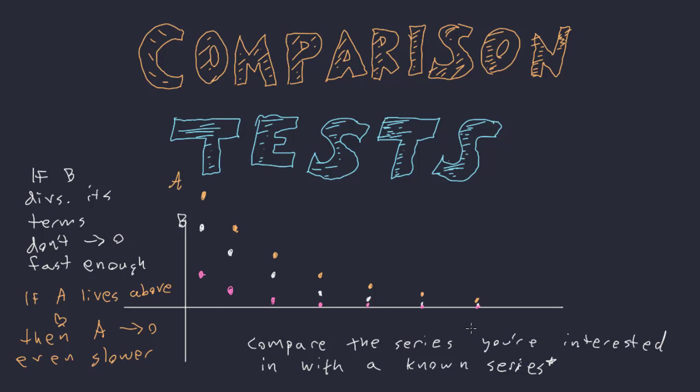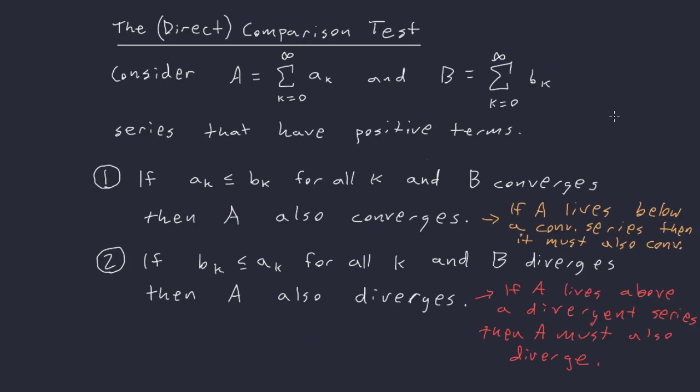Okay, so in other words, living below a convergent series means you must also converge, and living above a divergent series means you must also diverge. Now, notice it doesn't work the other way around. If you live below a divergent series, who knows what happens? You might diverge, you might converge. If you live above a convergent series, then again, that doesn't really say much. So it only works in these directions.